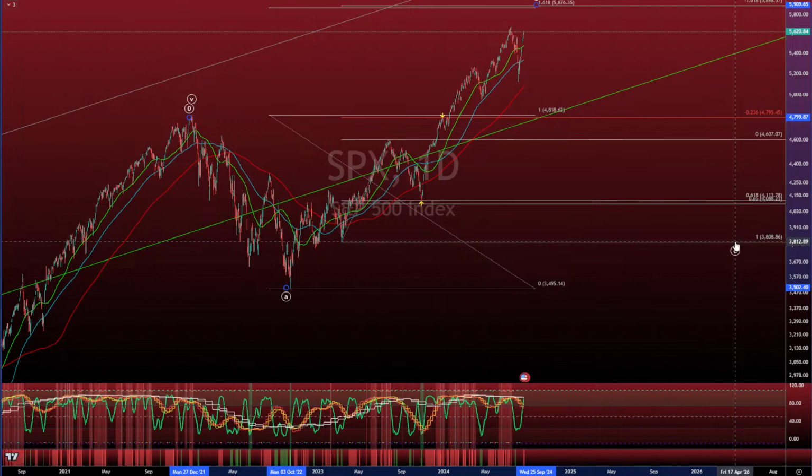Now, where is that wave C going to land? It might come only down to maybe 4,000. It may not even go down there at all. Again, one day at a time. Not necessarily saying this is my primary projection. This is just what I'm looking at right now.